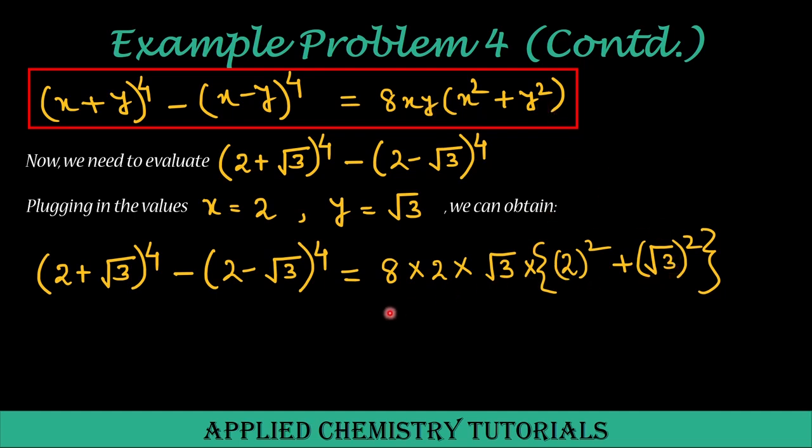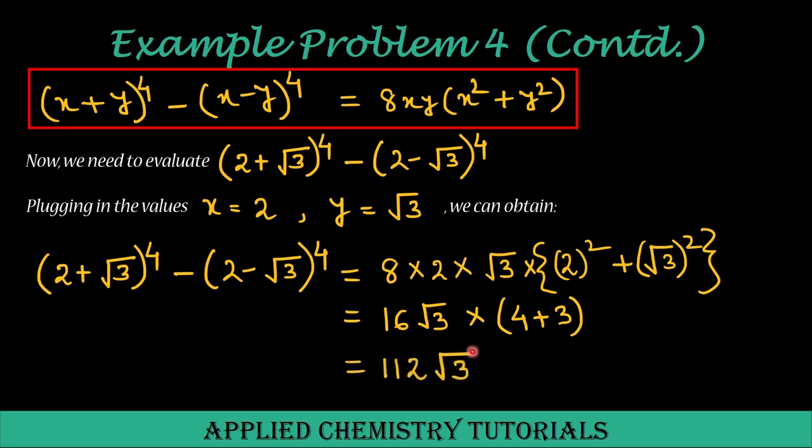So after simplification we can have it as 8 multiplied by 2 is 16, root 3 multiplied by (2)^2 is 4 and (root 3)^2 is 3, so 4 plus 3 here, and we know that 4 plus 3 is 7, so 16 multiplied by 7 is 112. So we can have it as 112 root 3. So this is the value we obtained after simplification of (2 + root 3)^4 - (2 - root 3)^4.